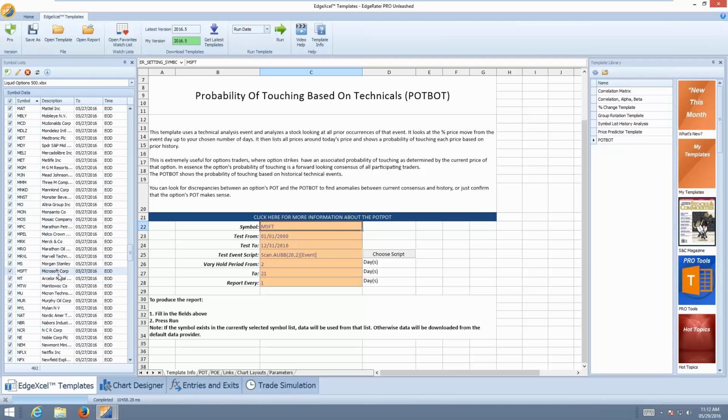But if there is enough data in that list, it will just use the data from the list. That way, if you're running multiple tests, it's not going to go and download that data each time. It will just use the data that's already downloaded.